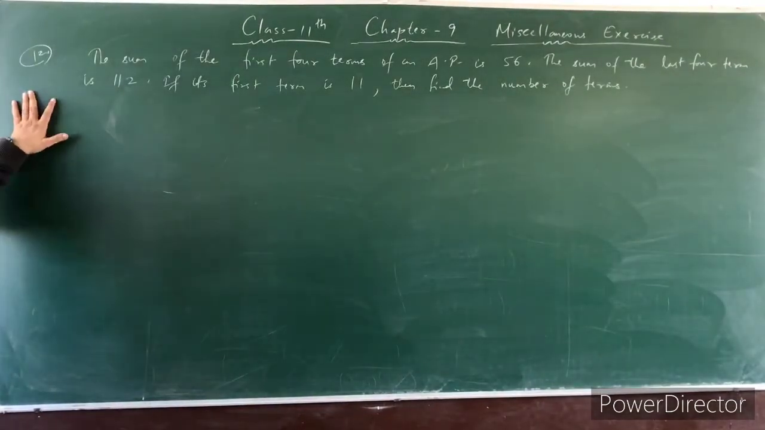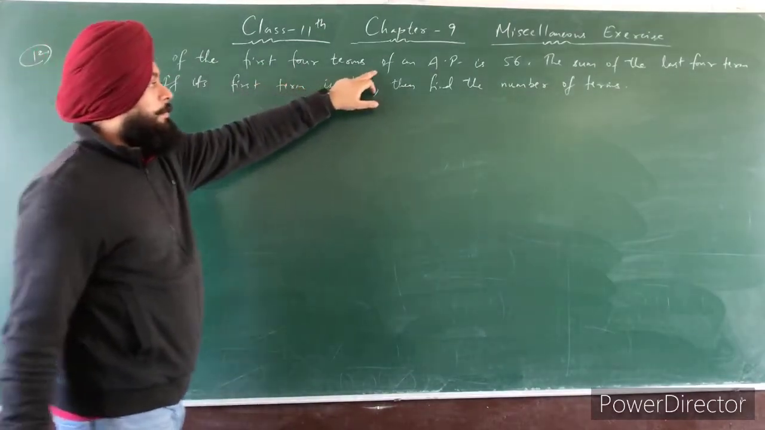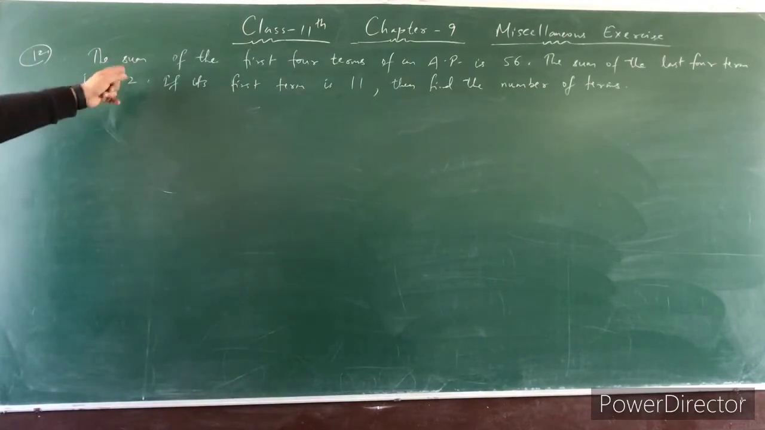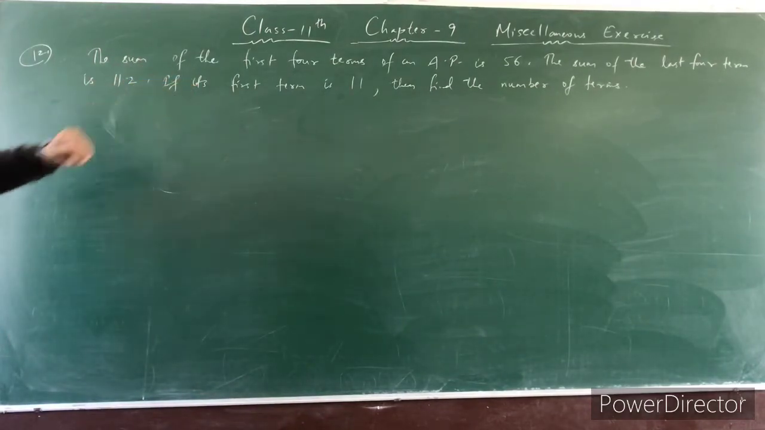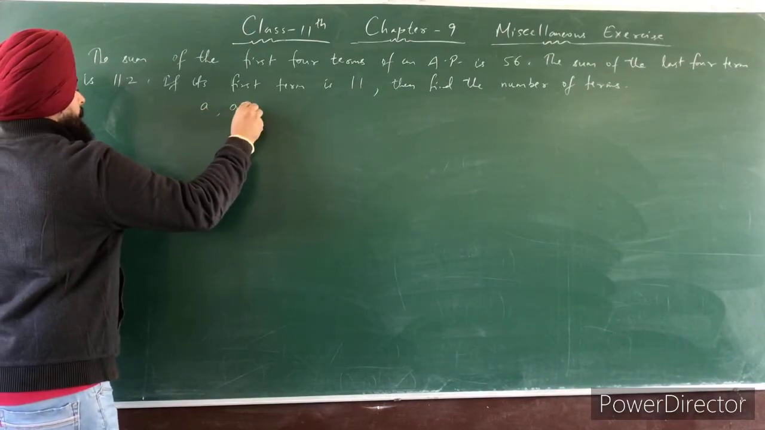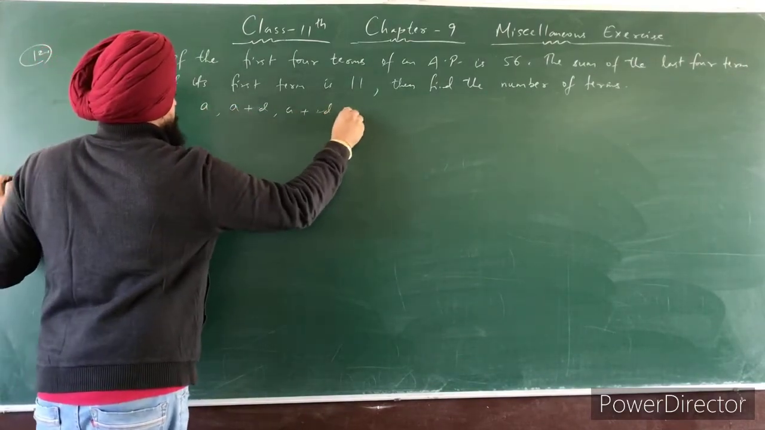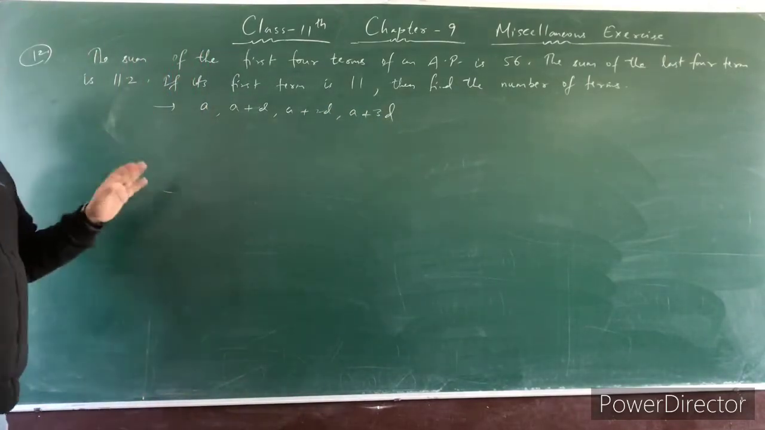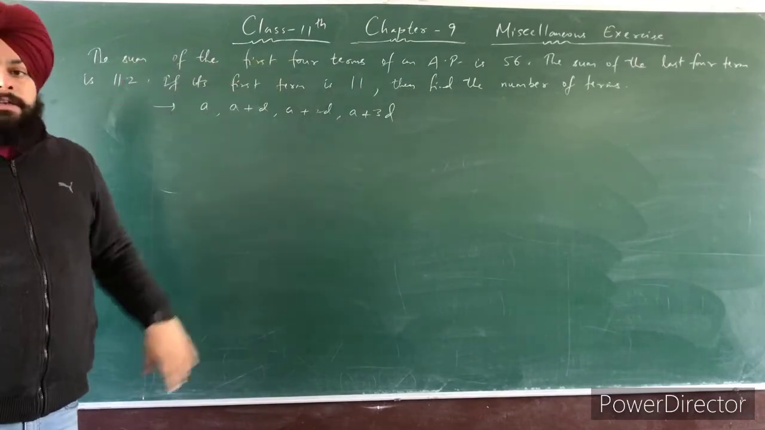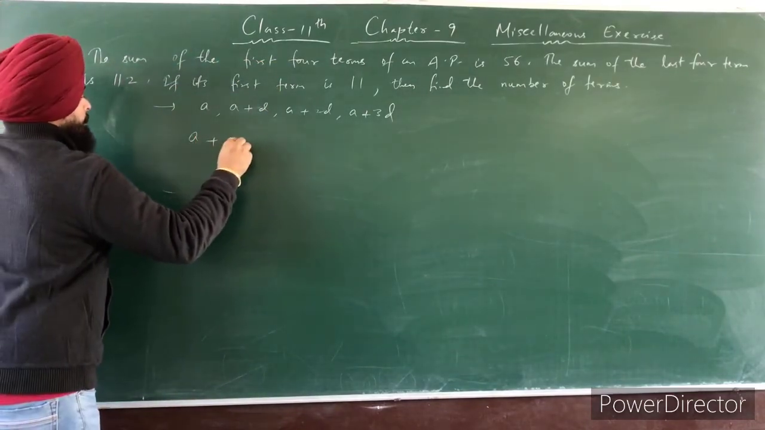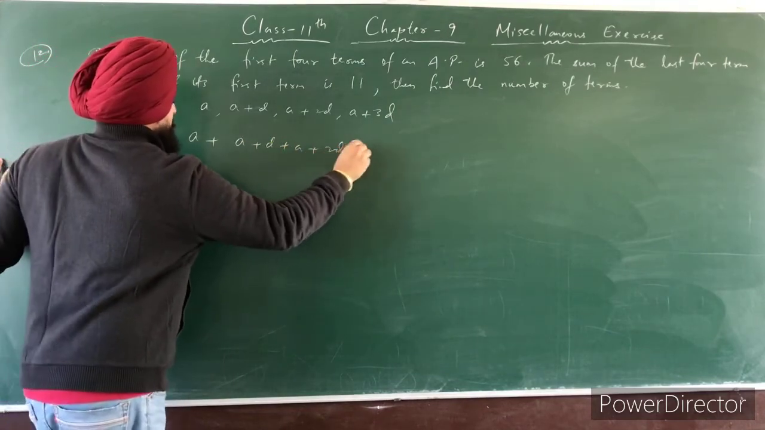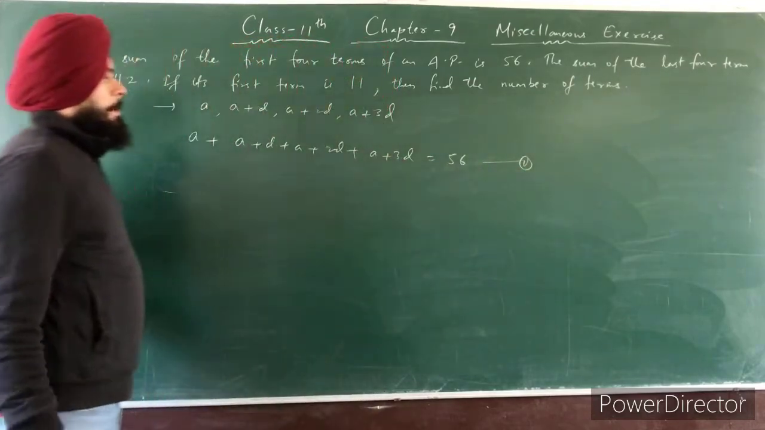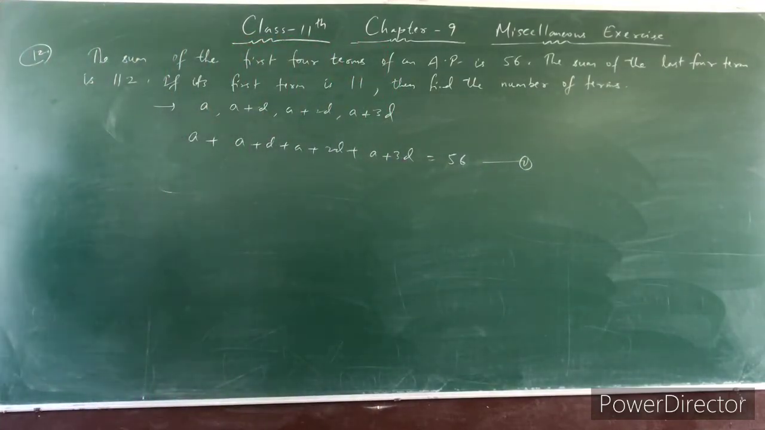Next, question number 12. The sum of the first 4 terms of an AP is 56. So the series given here is an AP. The first 4 terms are A, A plus D, A plus 2D and A plus 3D. These are the first 4 terms in the AP series, and the sum is given, that is 56. So write A plus A plus D plus A plus 2D plus A plus 3D is equal to 56. Equation number 1.